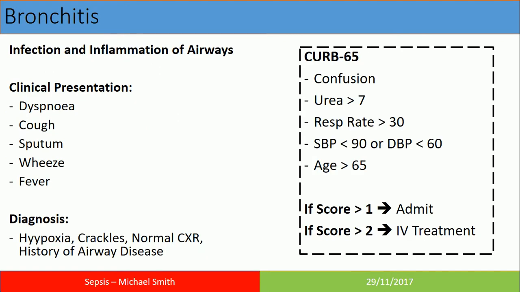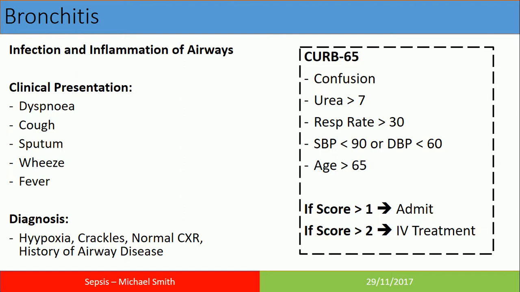So this is now talking a bit more about respiratory infections. First I'm going to talk about bronchitis, and this is where you have infection and inflammation of the airways. Because this is in the airways, although it's a lower respiratory tract infection, it's less likely to cause sepsis because it's present in a less vascular area.